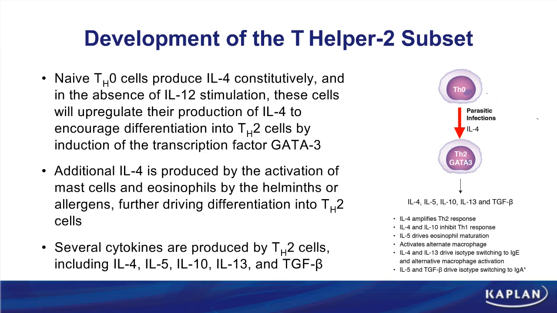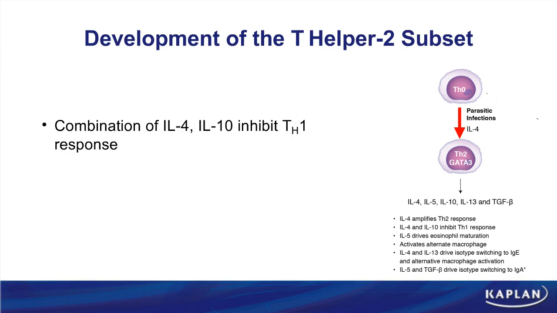So, what are some of the cytokines that are produced in response to parasitic infections? Well, a Th2 cell is way more complicated than a Th1, and it will secrete a variety of different cytokines, such as IL-4, IL-5, IL-10, IL-13, and finally TGF-beta. We're going to go through what each of these cytokines does. While IL-4 alone can amplify a Th2 response, it is a combination of the activities of IL-4 and IL-10 that are able to inhibit a Th1 response. Again, going back to the idea that you want to preferentially have one response or the other.